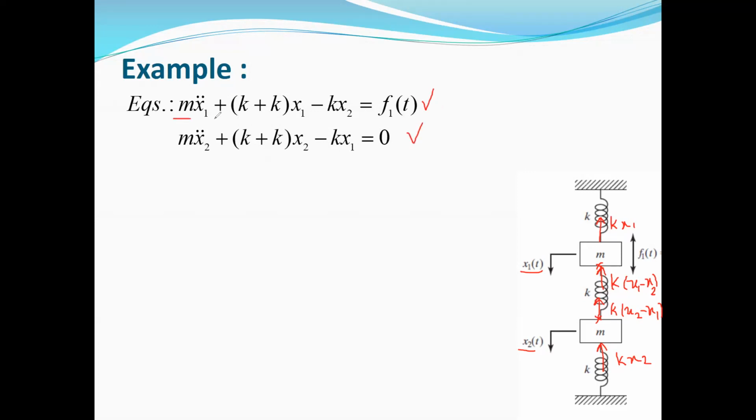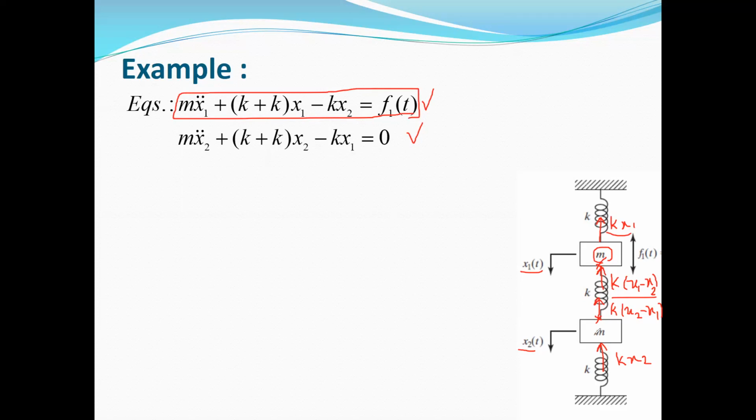The first equation, this one, will be extracted from Newton's second law of the upper mass. We will have one force k times x1 minus x2, and minus f1 is equal to minus m x1 double dot, or we can multiply by negative 1 and simplify this, and you can extract the first equation. The summation of the force is equal to m x1 double dot.